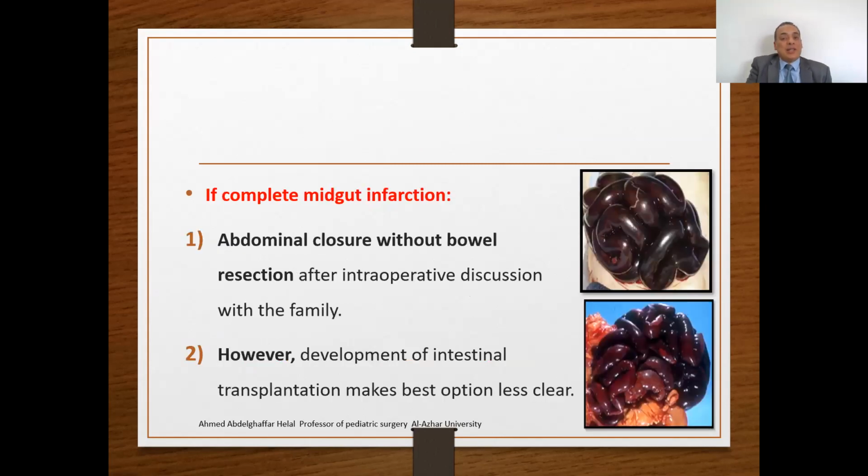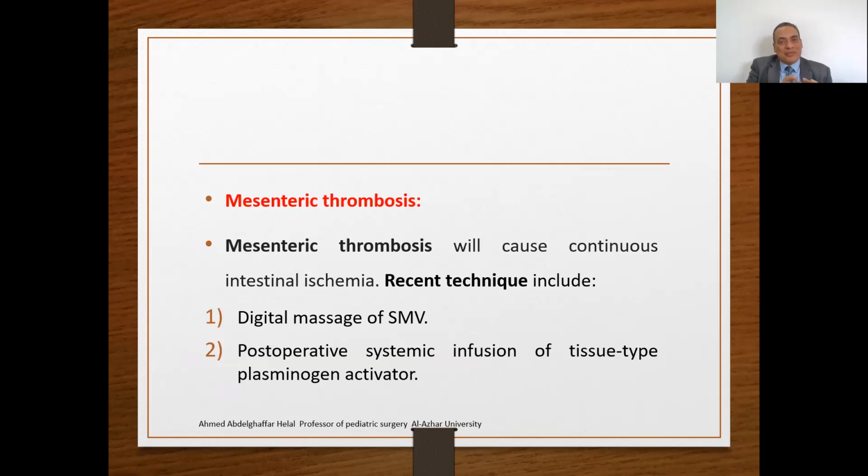Number two, if complete mid-gut infarction is found, one option is abdominal closure without bowel resection, after intraoperative discussion with the family of the child. However, the development of intestinal transplantation and sophisticated visceral transplantation may make the best option in these cases less clear. Mesenteric thrombosis may happen after occlusion by the volvulus, and it may cause continuous intestinal ischemia. Recently, some authors recommend digital massage of the superior mesenteric vessels and post-operative systemic infusion of tissue-type plasminogen activator to help restore the intestinal blood supply. However, all these are under clinical trials and not documented well up till now.